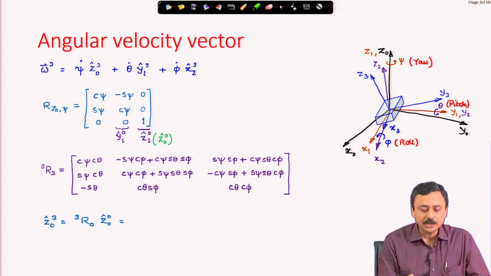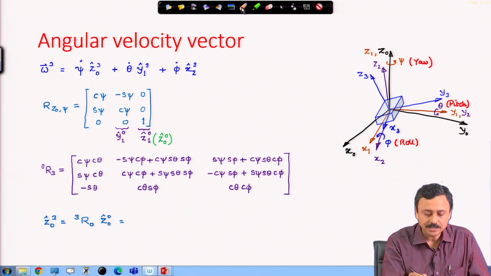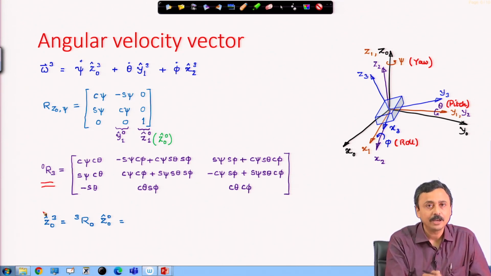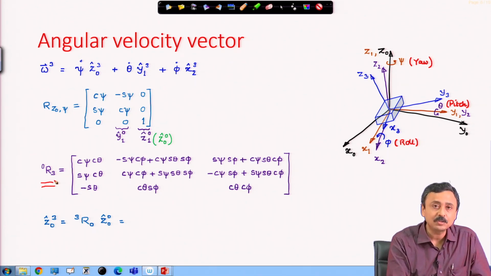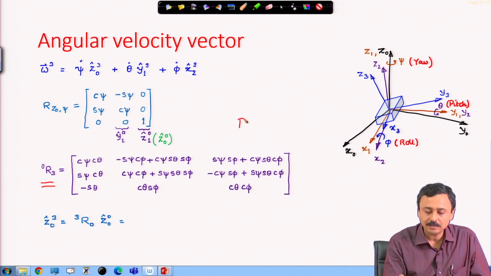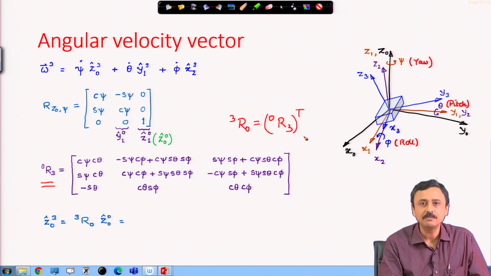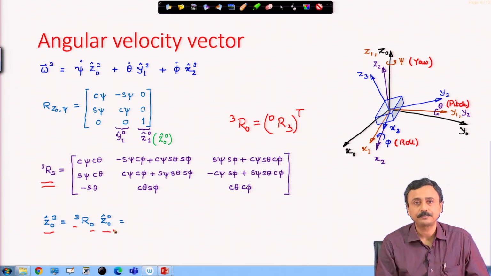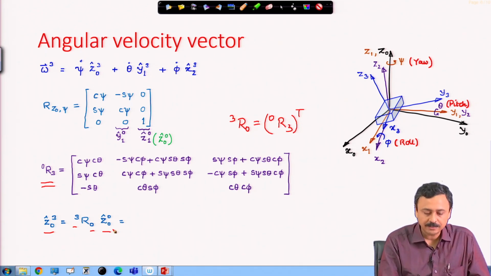Now, the representation of z 0 in frame 3 can be easily obtained by using this transformation, but in the inverse fashion, because this takes a vector in the third frame to the 0th frame. If I write this, which is nothing but R 3 0 transpose, it is an inverse. So, it must take a vector from the 0th frame to the third frame. Therefore, z 0 in the third frame must be R from 0 to 3 times z 0 in the 0th frame. And z 0 in the 0th frame is nothing but 0 0 1.